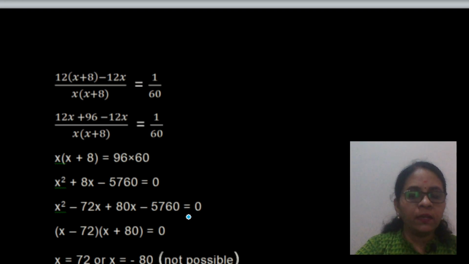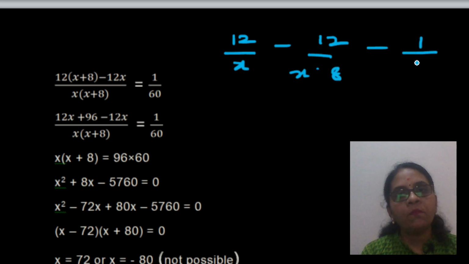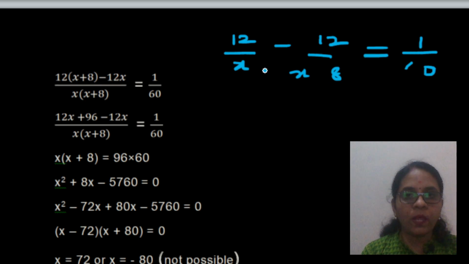So we have taken 22 common and 264 by 22 is 12. So we have an equation as 12 by x. I'll write it for you. So we have an equation as 12 by x minus 12 by x plus 8, which is equal to 1 by 60. Okay. So this is your equation. 12 by x minus 12 by x plus 8 is equal to 1 by 60. Now take LCM. Okay. Simplify.